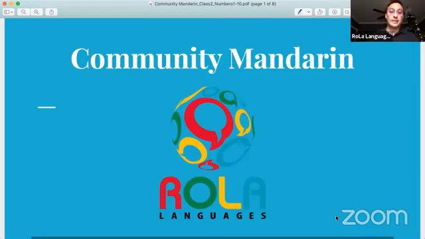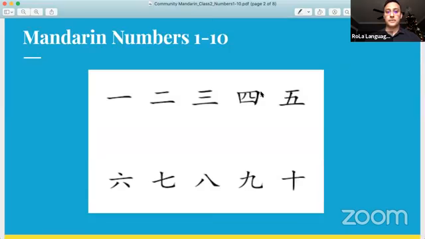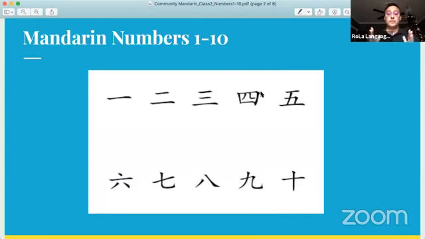Okay, I'm going to share my screen with all of you, and we're going to look at these numbers 1 through 10 in various ways. This is a beginning, super introduction to Mandarin, because learning how the language works will help you when you hire a native speaker and take full classes. The first three are very easy: 1, 2, 3, then 4, 5, 6, 7, 8, 9, and 10.